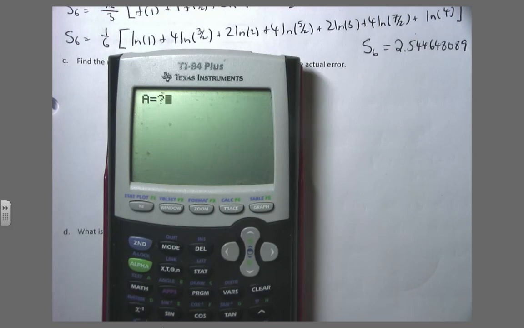What was my A value on this problem? 1. What was B? 4. Now here it comes. What is N? Now remember, in this problem, N is 6.